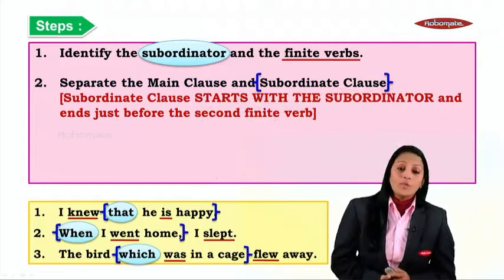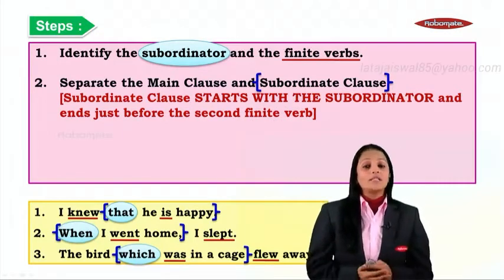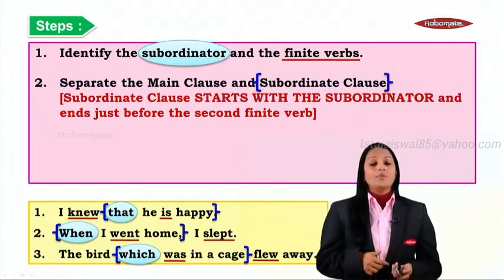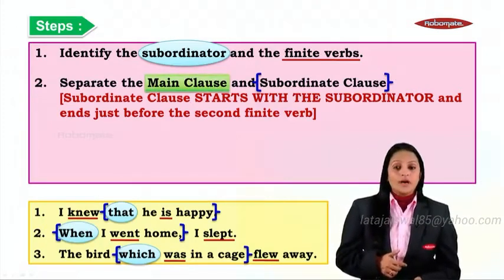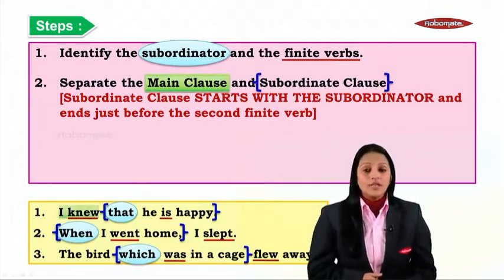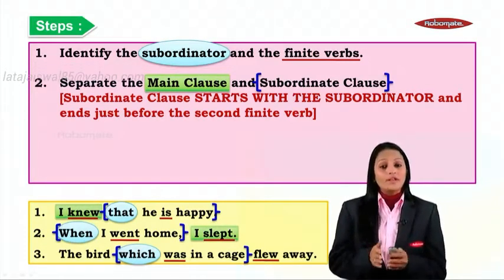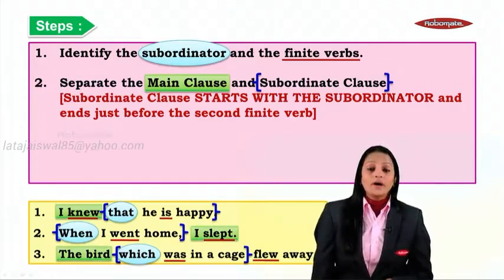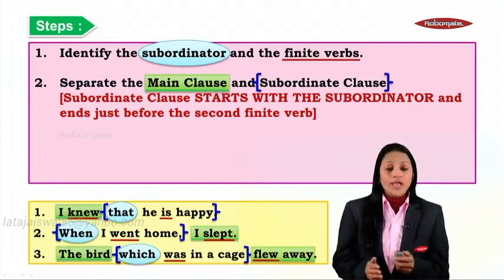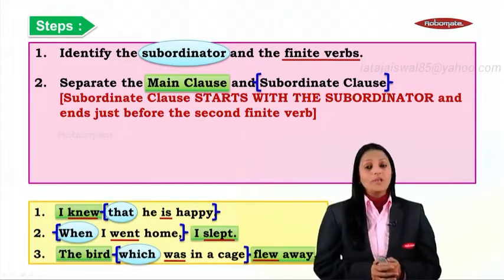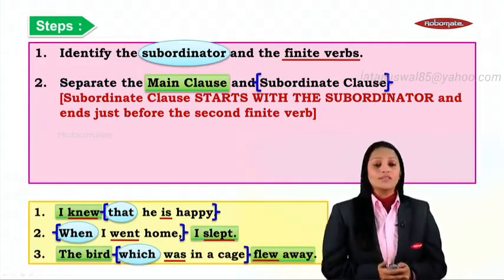So, students, what have we done? We have marked the subordinate clauses with that bracket there. Now, what do we do? We look at the main clause. So, here, the main clause is marked with green. "I knew," "I slept," and the third one, as I said, the main clause is in two parts, "the bird" and "flew away." So, together, "the bird flew away" becomes the main clause. Students, we have identified main clause and subordinate clause.